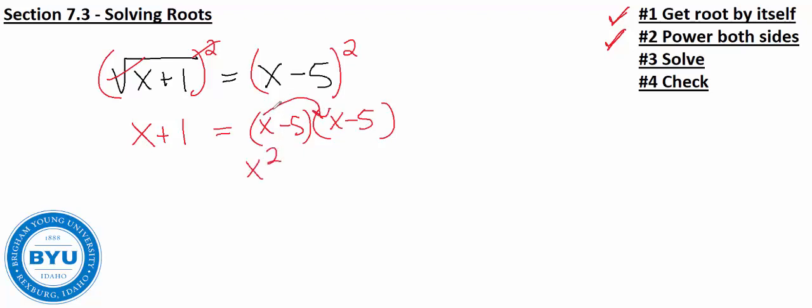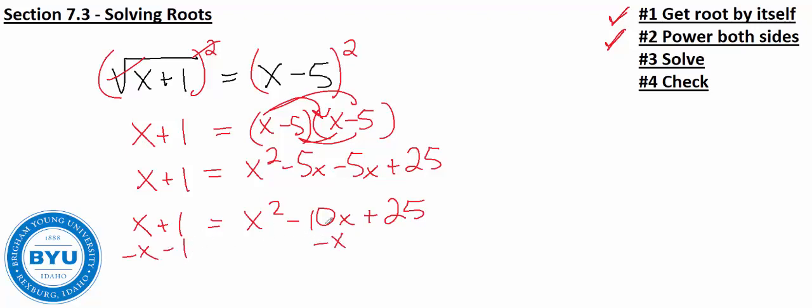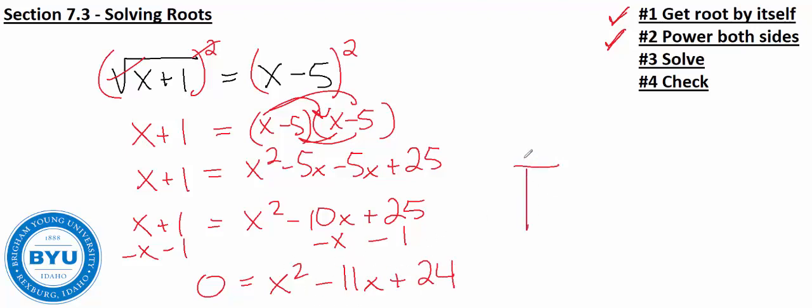That gets me x squared minus 5x plus 25. This is an x squared, so it's a polynomial. We'll have to get it equal to 0. So we've got x plus 1 equals x squared minus 10x plus 25. Let's go ahead and minus an x over and minus the 1 over. So that gets me 0 equals x squared minus 11x plus 24. So we're going to have to use the AC rule to factor this.